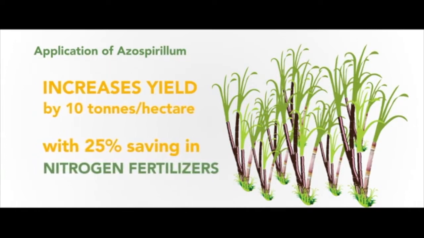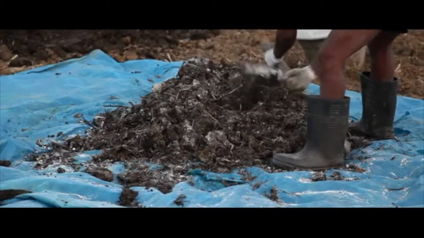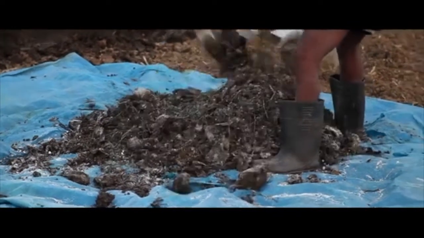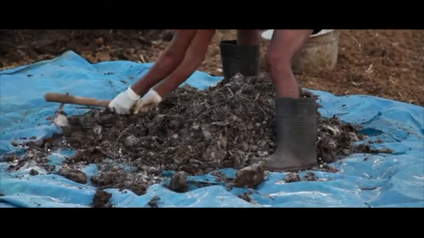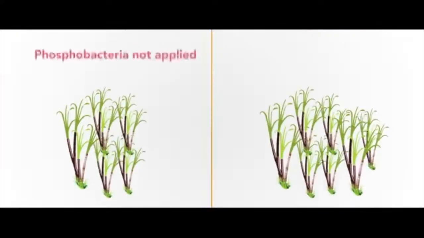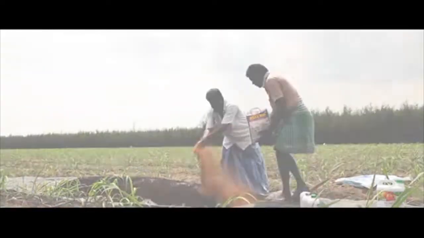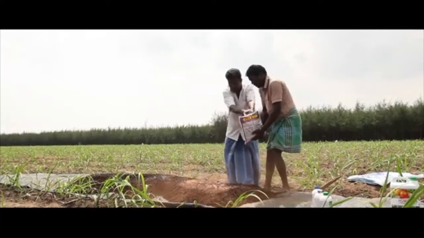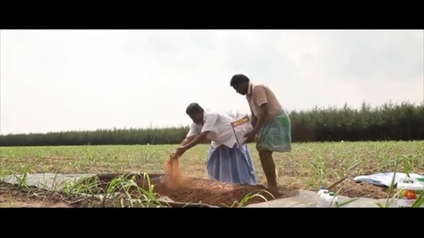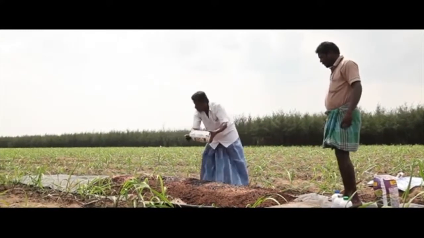nitrogen fertilizers. Bacillus megaterium, a phosphate-solubilizing bacteria, was found to improve the phosphorus uptake and phosphorus availability. An approximately 12% higher cane yield was recorded in phosphobacteria-applied plots over those in which it was not applied. Substitution of superphosphate with rock phosphate to the extent of 50% is possible when used along with phosphobacteria.